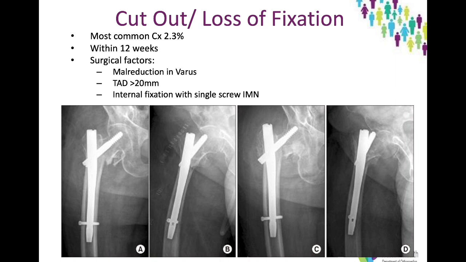Surgical factors involved include malreduction in varus, a tip apex distance of greater than 20 millimeters, as well as an internal fixation with a single screw when doing intramedullary nailing versus dual screw. However, the large majority of our IM nails are done with a single screw.